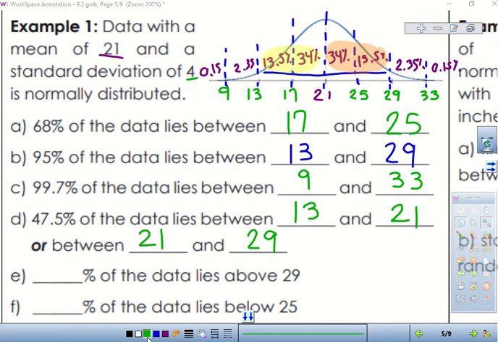So the next one says, what percent of the data lies above 29? How would we find that? Adding. Very good. So you're going to add these two up: 2.35 plus 0.15, which adds up to 2.5.